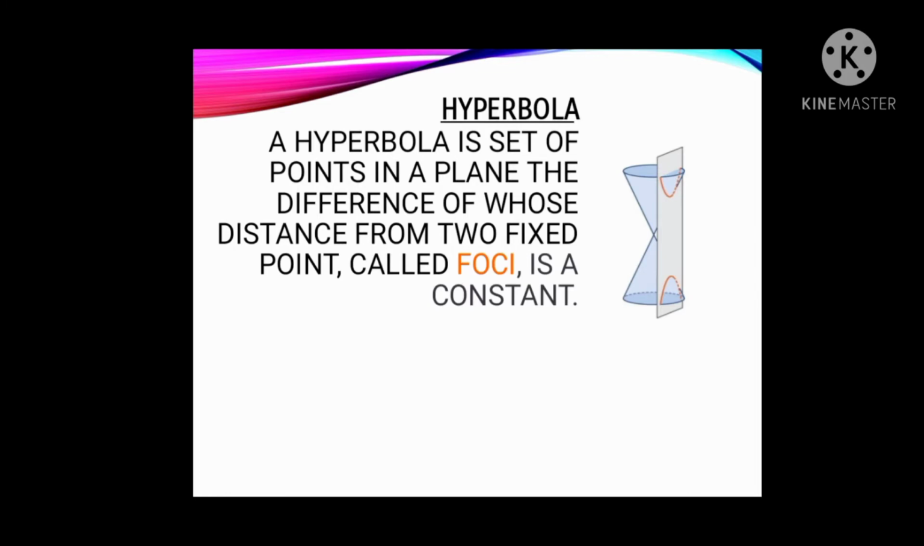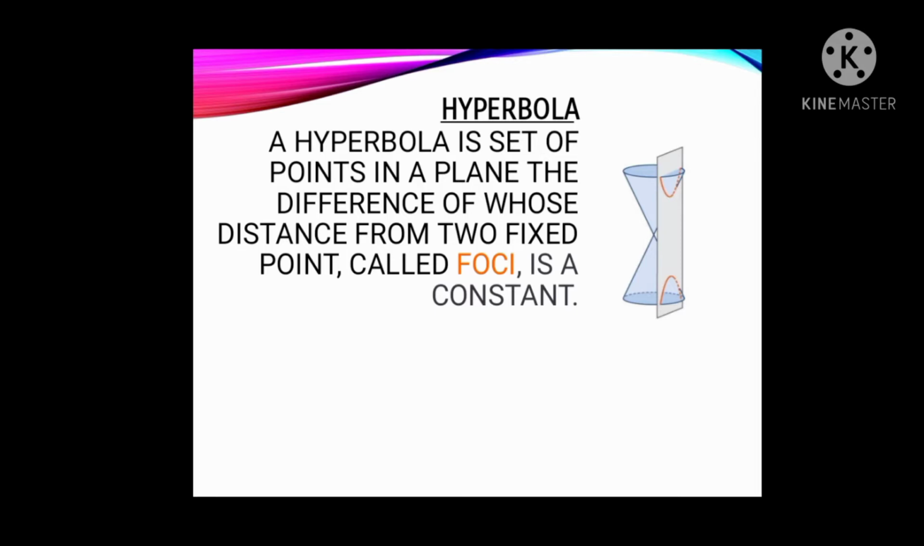Hyperbola is a set of points in the plane, the difference of whose distances from two fixed points called foci is a constant. So hyperbola is a conic section formed by intersecting a right circular cone with a plane at an angle such that both halves of the cone are intersected. Like the ellipse, the hyperbola can also be defined as a set of points in the coordinate plane.